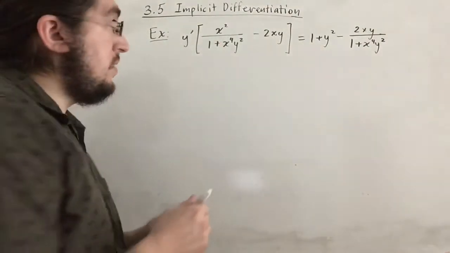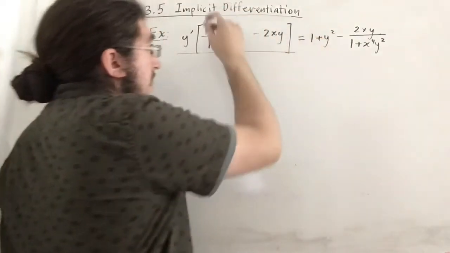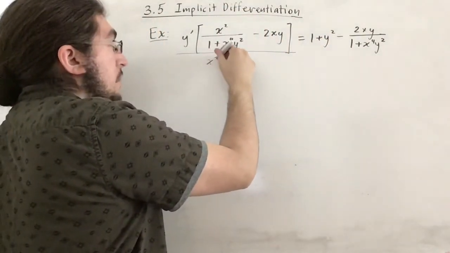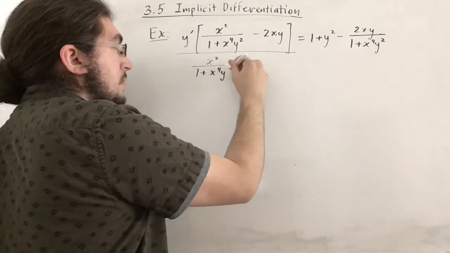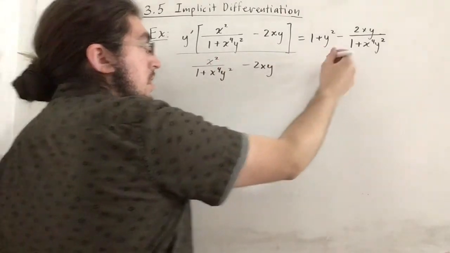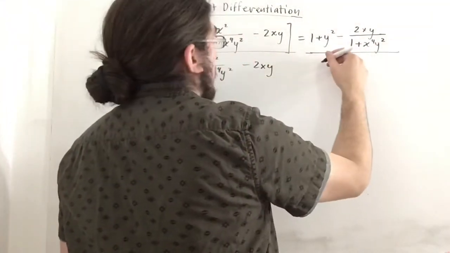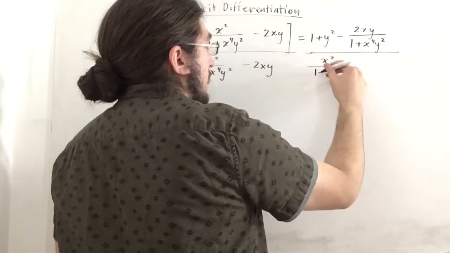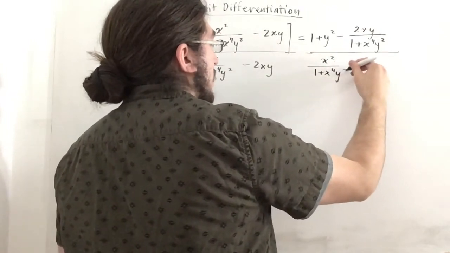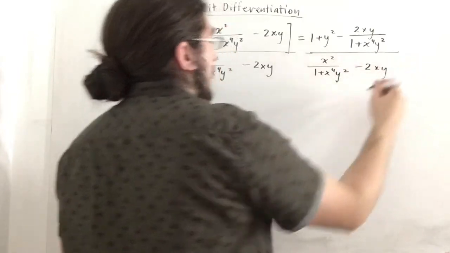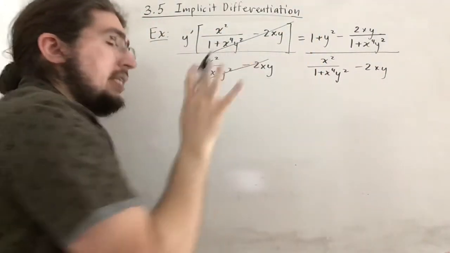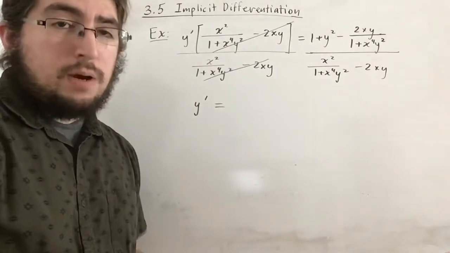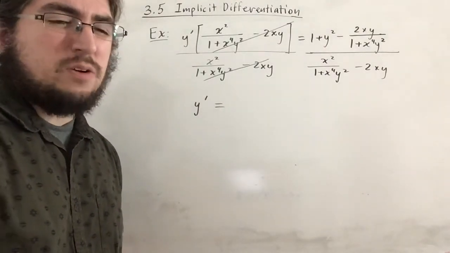And finally, we're going to divide by this guy here to get y prime by itself. I kind of don't want to write it in that detail, but I'm doing it, so that's fine. Divide that to both sides: x squared over 1 plus x to the 4th y squared, minus 2xy. These cancel, so we just get y prime is equal to that. Now, instead of rewriting it, I want to simplify this a little bit because it kind of annoys me.